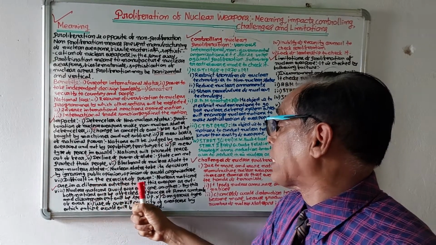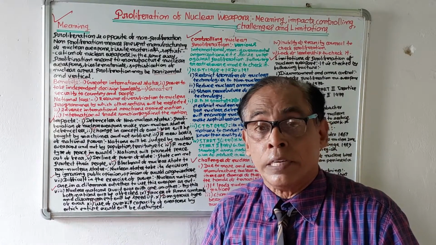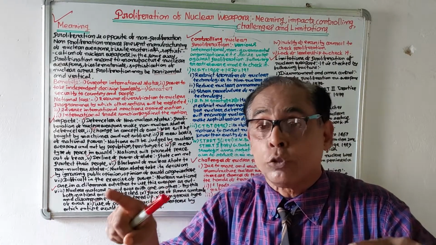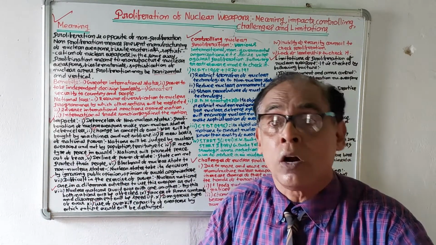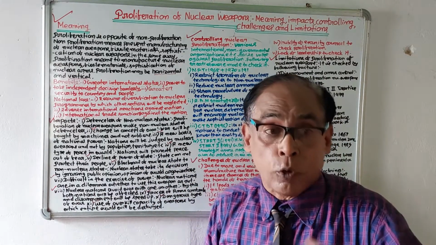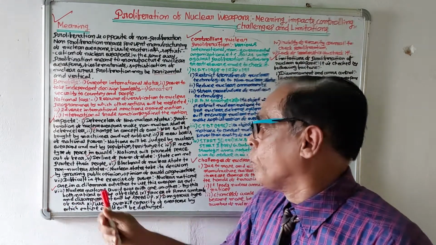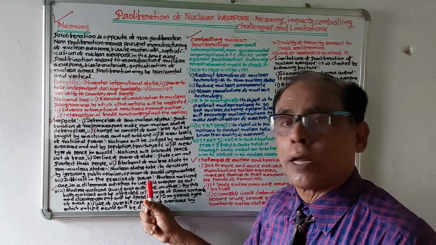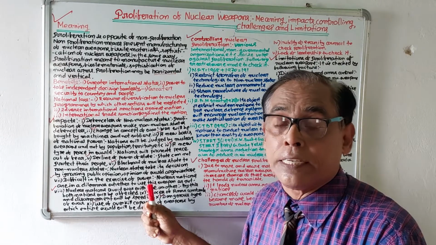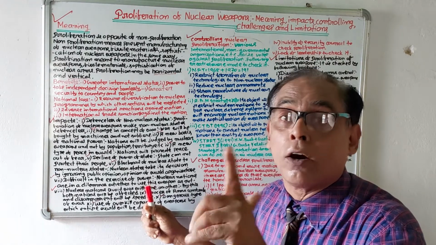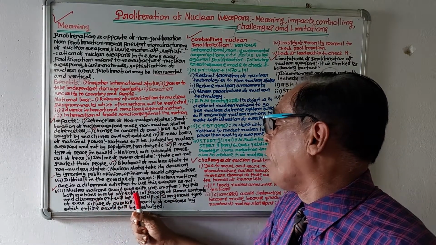Then, difficulty in the exercise of power. If a nation has a nuclear weapon, it is very difficult for it to use the weapon. It will be in a dilemma whether to use it or not. If it uses a nuclear weapon, the nation itself will be affected, and the world will be affected. So there is difficulty in the exercise of power. By possessing nuclear weapons, a nation cannot use them easily. It is another impact.